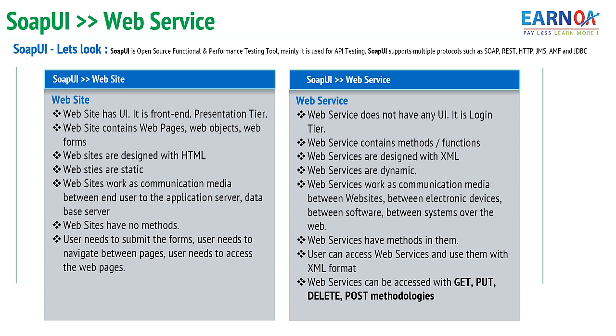Websites have no methods, whereas web services have lots of methods in them. In websites, the user needs to navigate page to page, whereas in web services, since they have methods, the user can access any method. The user can submit the data in the form of XML and can implement the methods present in web services. Web services can be accessed, represented, viewed, and implemented by get, post, put, delete kinds of methodologies. So let's go and see a little more.